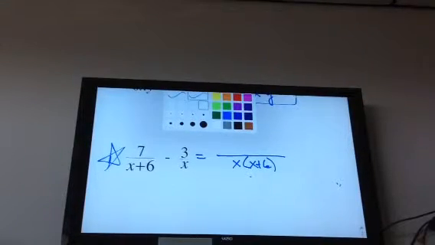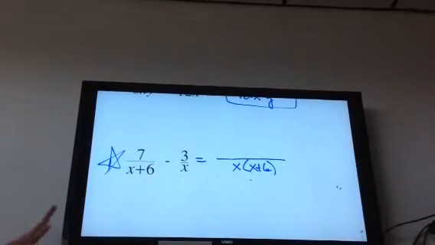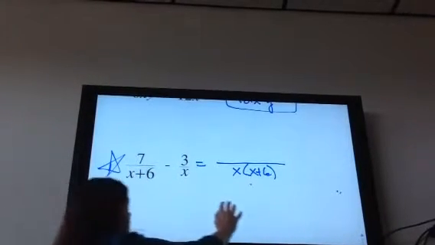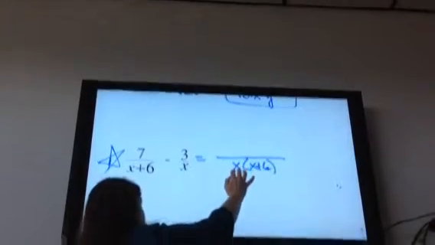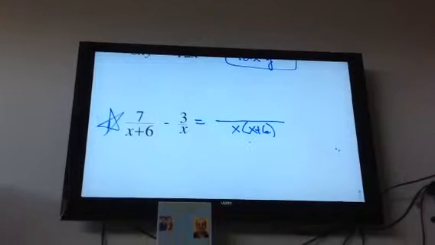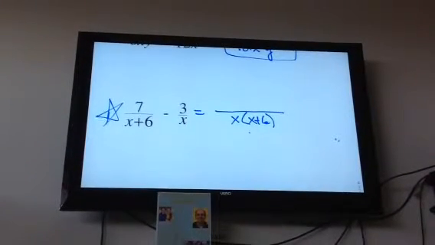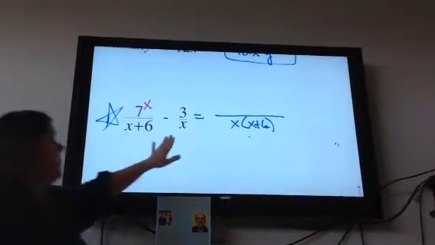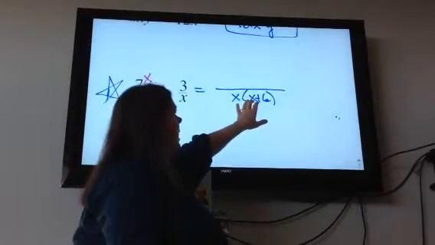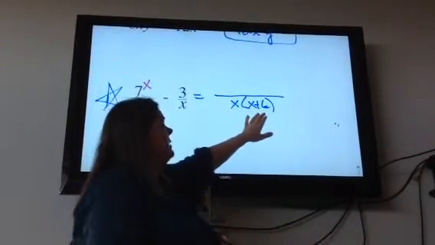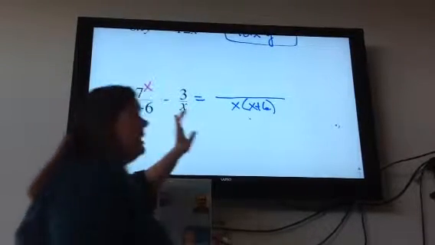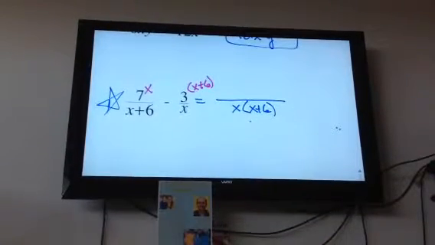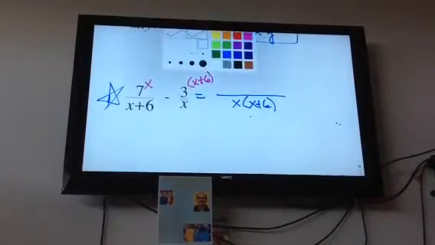And then I do what I did on the last question. I start comparing. So what does x plus 6, this denominator, need to be multiplied by to look like this denominator, which is x times x plus 6? So it's missing the plain x. And then I compared this denominator. This denominator needs to look like my LCD. It needs to say x times x plus 6. It has the x. It's missing the x plus 6. And then I'm going to multiply through.